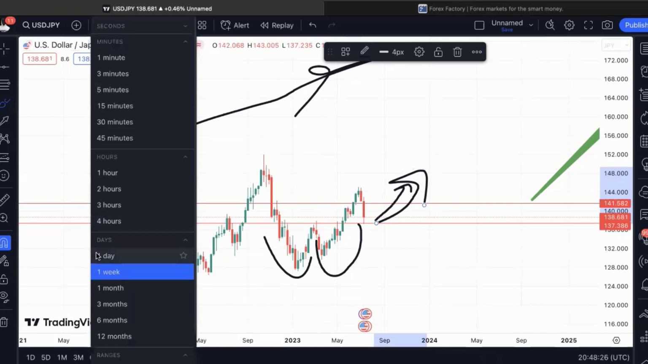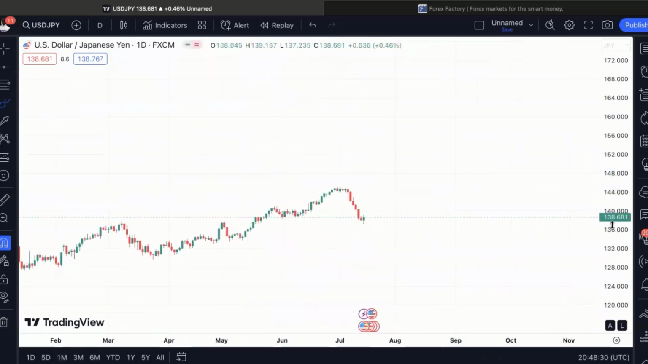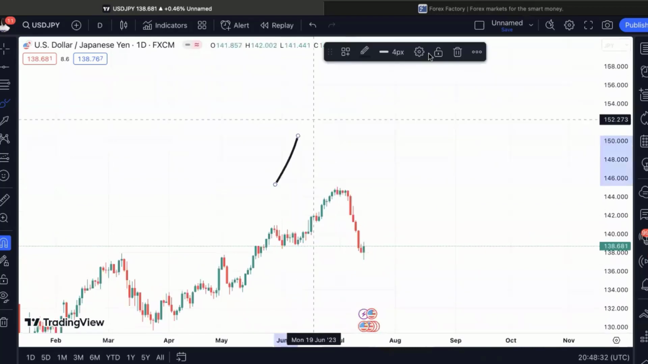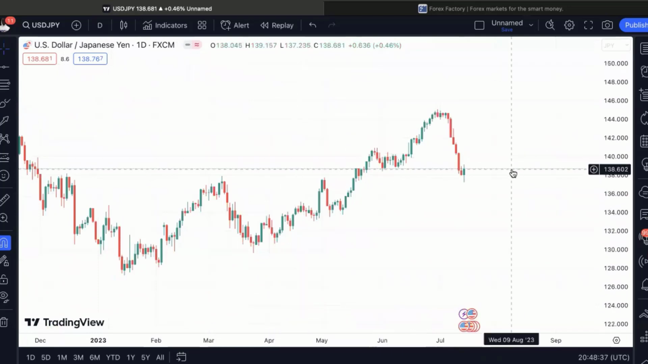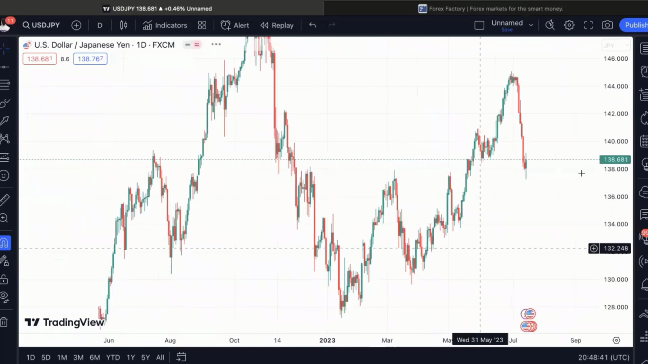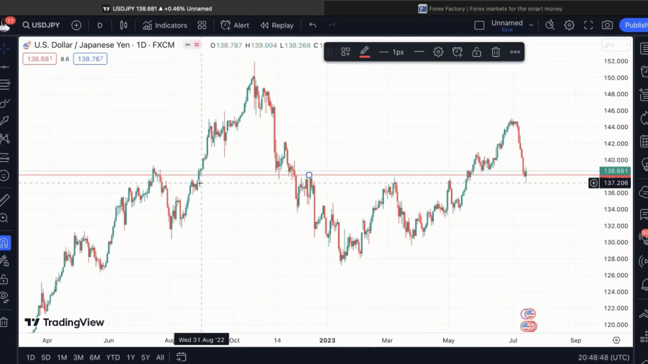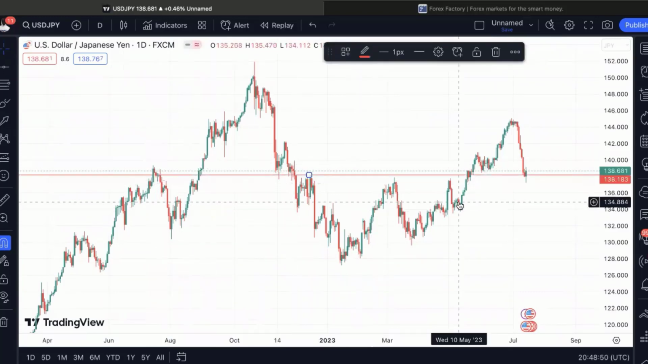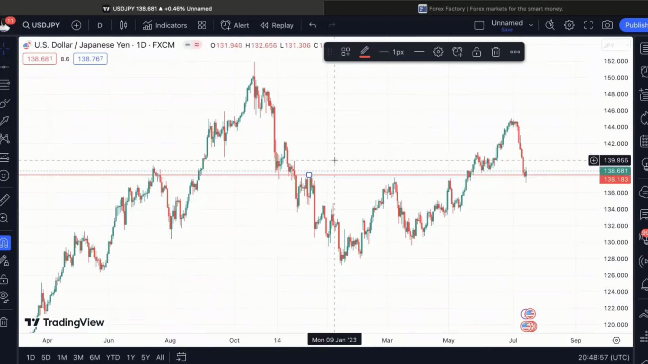So let's look at the daily time frame. What did you observe on the daily time frame? I'll be wrapping up now. We have a few minutes left. What do you observe on the daily time frame? Retracement. Price definitely will retrace. Retracing to what level? A key support level.